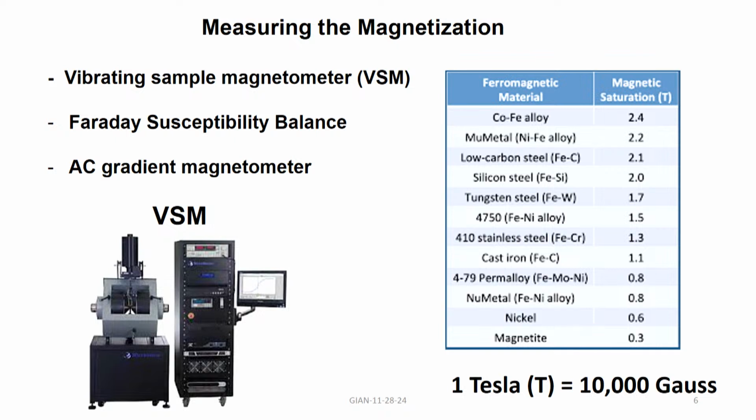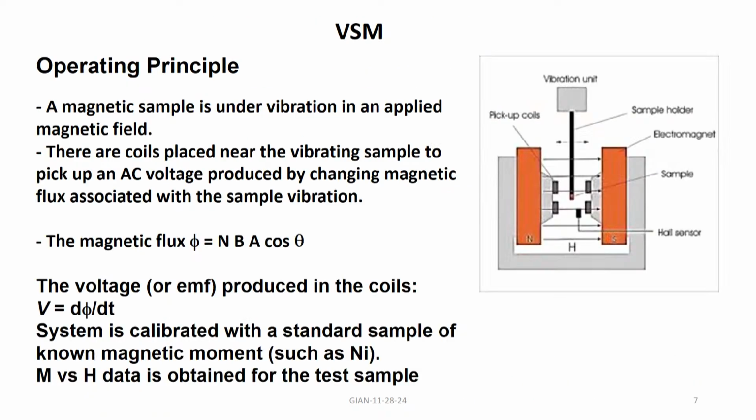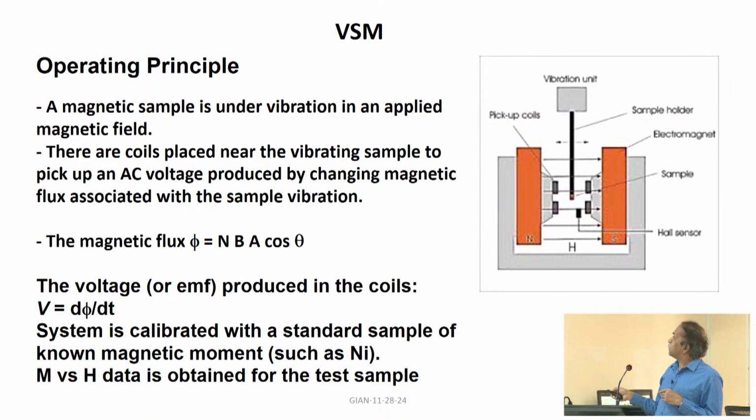So, what you see here is a sample holder that keeps the sample between the 2 pole pieces, and then this is the vibrating unit, and the sample is attached at the bottom of this. These 4 coils are just copper winding placed very close to the sample.